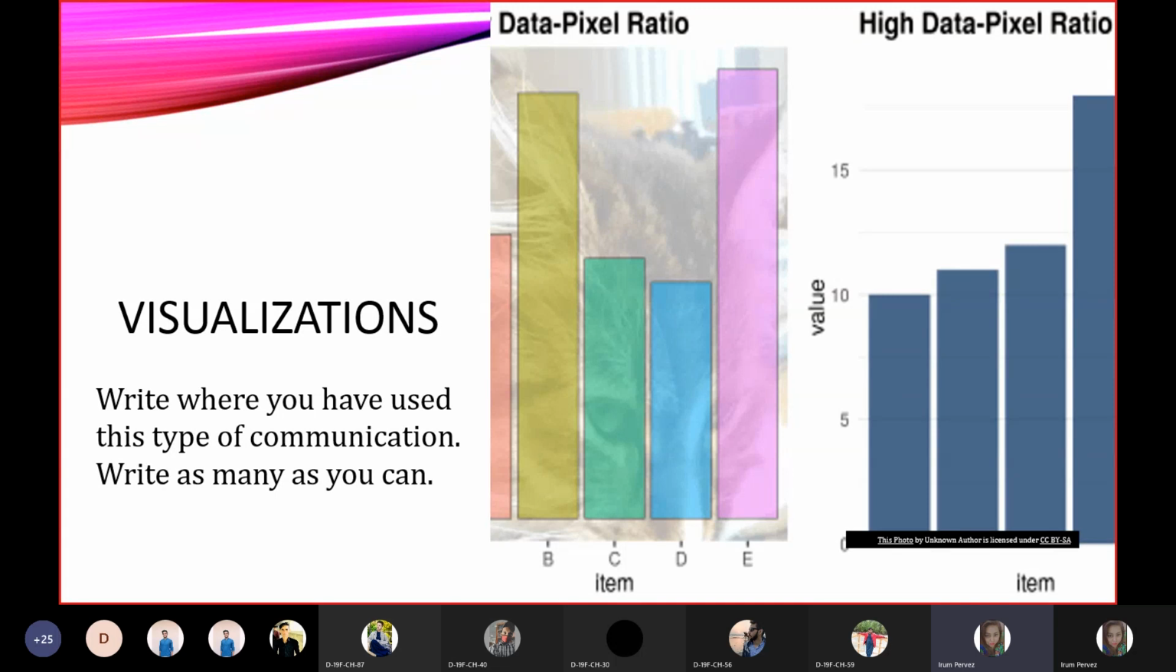Where have you used this type of communication, right, as many as you can? So I use visualization through pictures, right? And I love to paint, so I use visualizations when I am painting. While writing my thesis, I used graphs, charts, and pictures. So all these things are visualizations. Even those smileys and stickers which we use in WhatsApp or social media are also part of visualizations, right? So I want you to write all those scenarios of your life where you use visualizations.